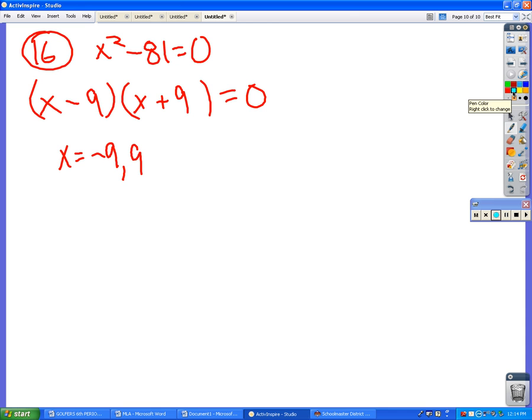All right, 17. This looks like the worst one of all, but we're ready. We're fired up. Fired up. I know, I was going to say that. Okay, stay with me.